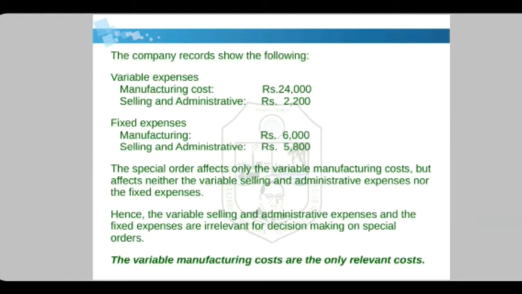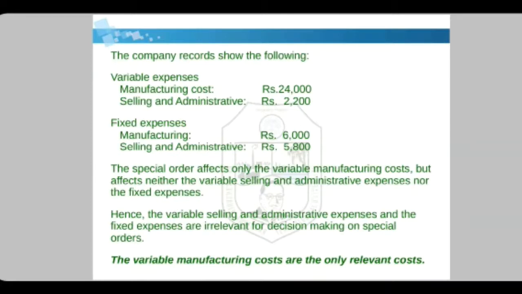Now the special order affects only the variable manufacturing cost, right? If we decide to produce 1 lakh parts at rupees 26 per unit, it will affect only the manufacturing cost in the variable expenses, because the selling and administrative cost is not going to be affected and the fixed cost is not going to be affected. It affects neither the variable selling and administrative expenses nor the fixed expenses, right? Hence the variable selling and administrative expenses and the fixed expenses are irrelevant for decision making on a special order, right?